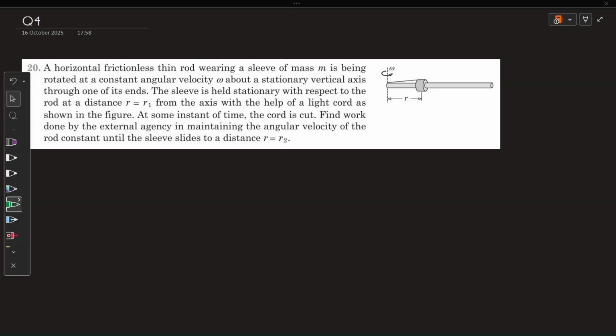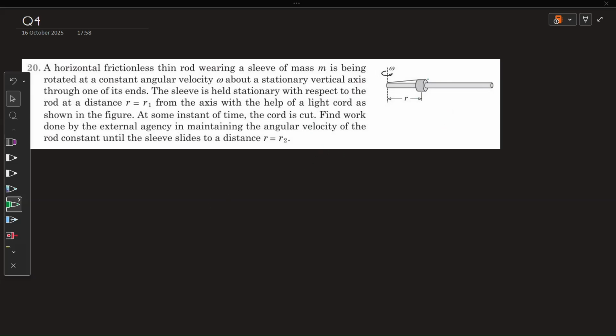Question number 4. A horizontal frictionless thin rod bearing a sleeve of mass m is being rotated at a constant angular velocity omega about a stationary vertical axis through one of its ends. The sleeve is held stationary with respect to the rod at a distance r equal to r1 from the axis with the help of a light cord, as shown in the figure. At some instant of time, the cord is cut. Find the work done by the external agency in maintaining the angular velocity of the rod constant until the sleeve slides to the distance r equal to r2.